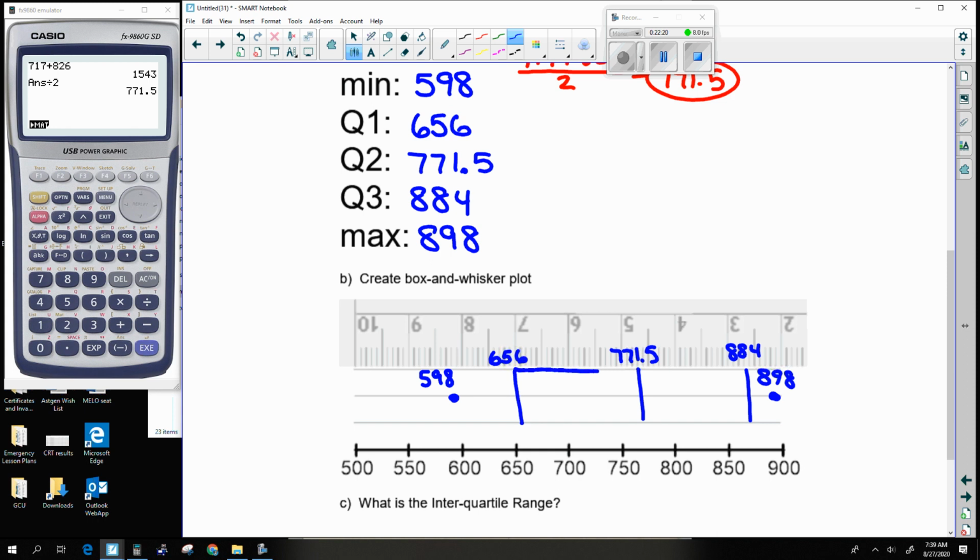Then what I do is I connect the tops with the tops, the bottoms with the bottoms, and then the dots to the middle of the edges. That's a box and whiskers.